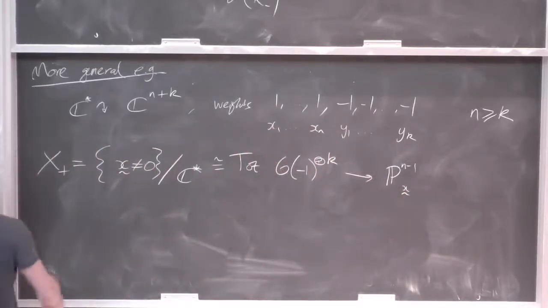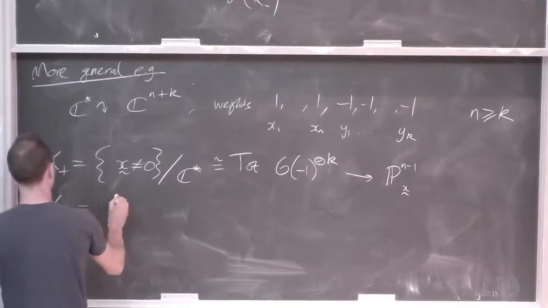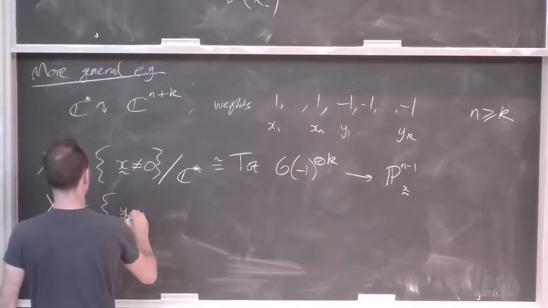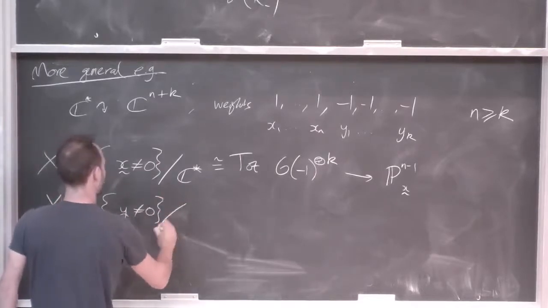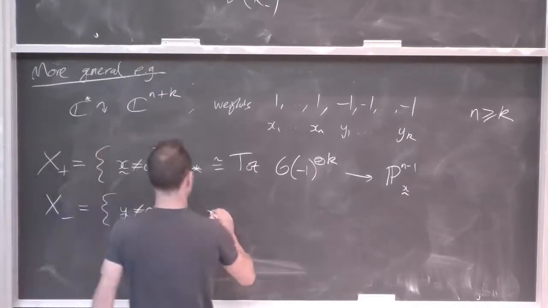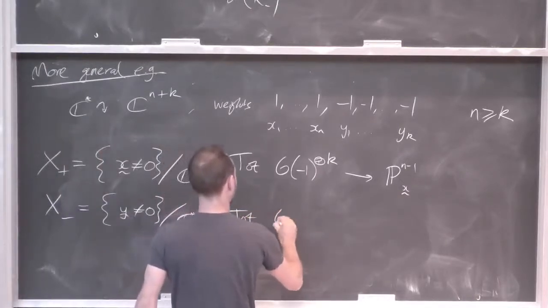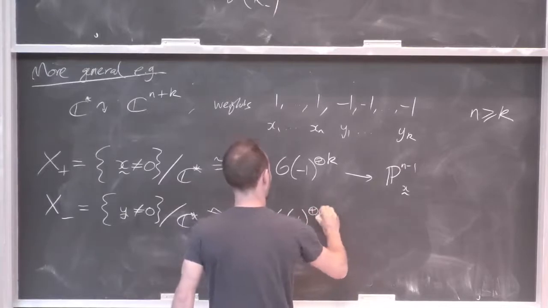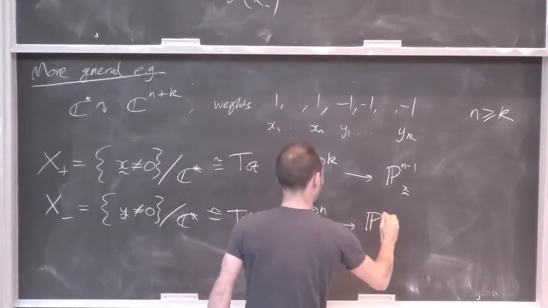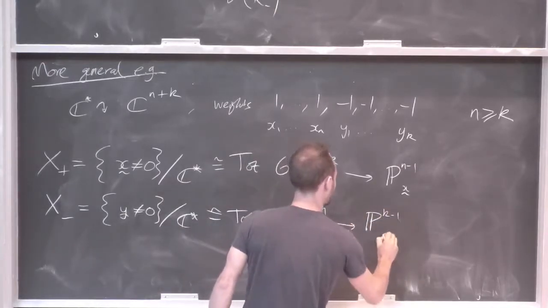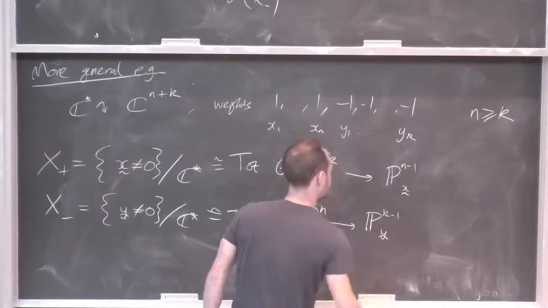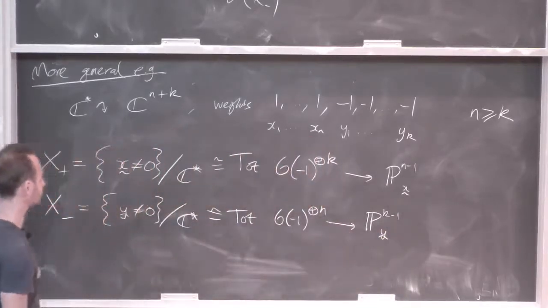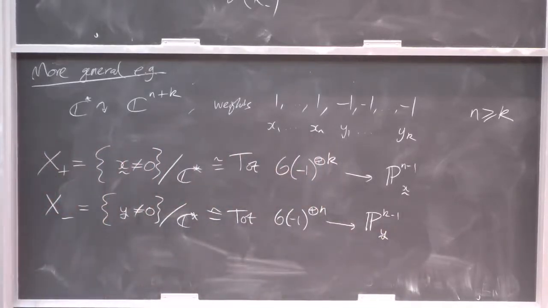And then similarly, you can form X minus, which is the locus where the y's don't go to 0, quotient by C star. And what's that? It's the total space of O(-1) to the n over P^(k-1) in the y variables. OK?